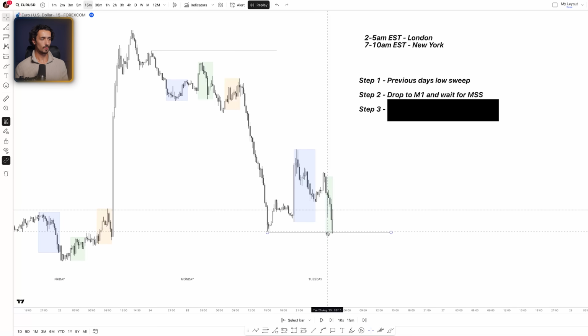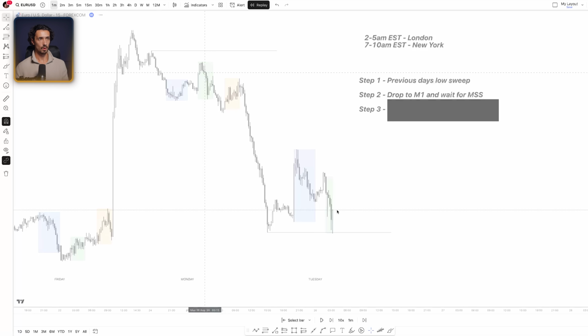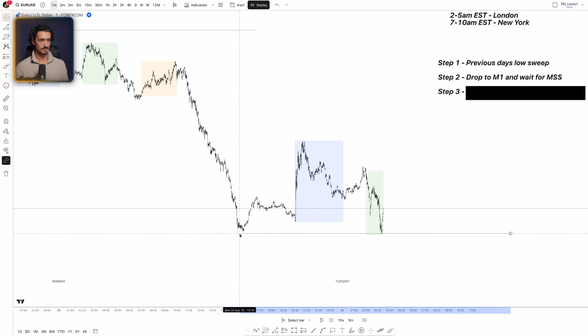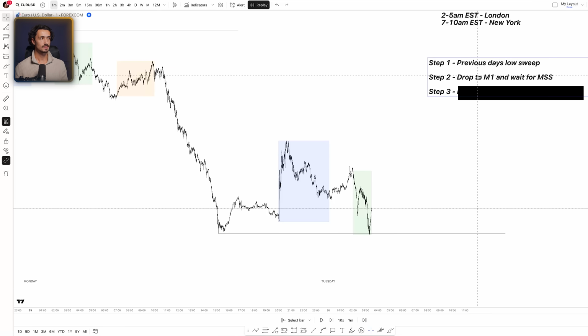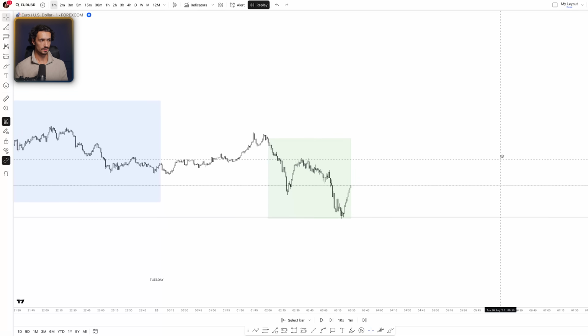structure shift. So when we get below this low, we need to go to the 1-minute time frame. So you can see this is the same previous day's low. Once we get below that, and again, you have to be inside of this 2 to 5 a.m. or 7 to 10 a.m. You can see here, 2 a.m. session starts, and it is currently 3:30 a.m. So this is my London window.